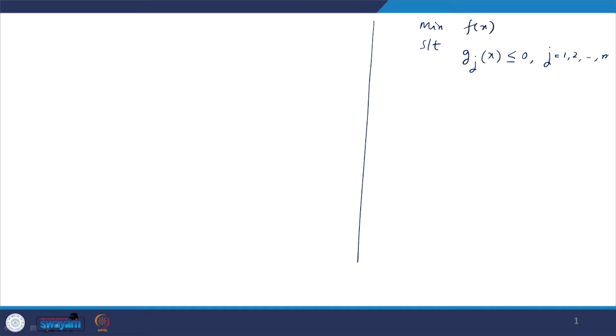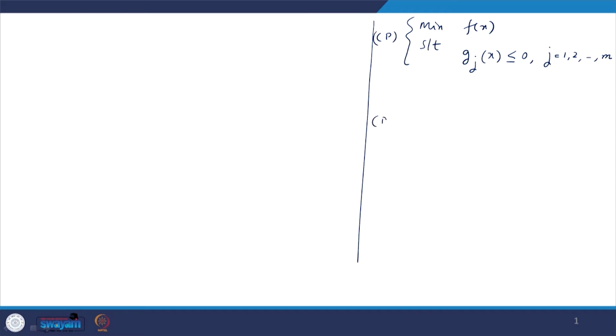So, we are having two problems here. What is our primal problem? The primal problem is minimization of f(x) subject to g_j(x) less than or equal to 0, j from 1 to m. And this problem, if f and g_j are convex for all j, we are calling CP.